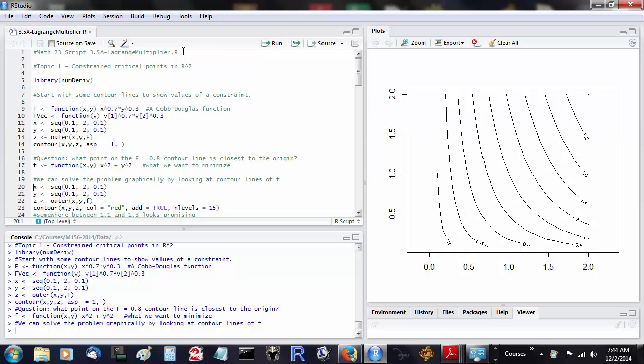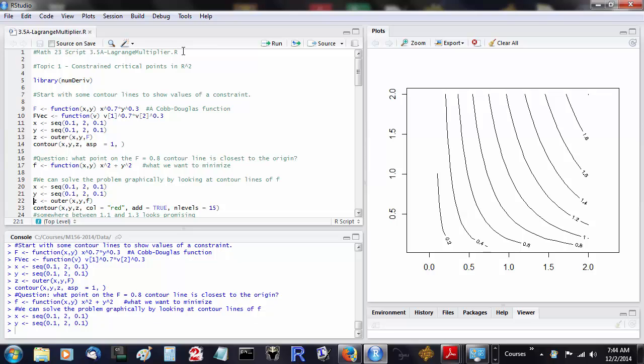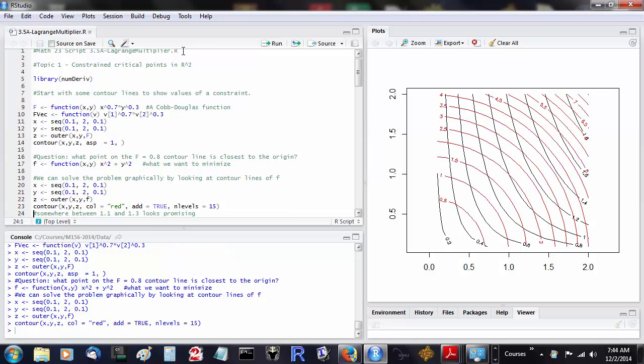Now, there is in fact a clever way to solve this sort of problem graphically in 2 dimensions. We look at contour lines of the function little f that we're trying to minimize, and those of course are just going to turn out to be circles. So there are those contour lines plotted in red. And one way to think of this is you start a circle near the origin, grow it, grow it, grow it. As soon as it touches the 0.8 contour line, you have solved the problem.